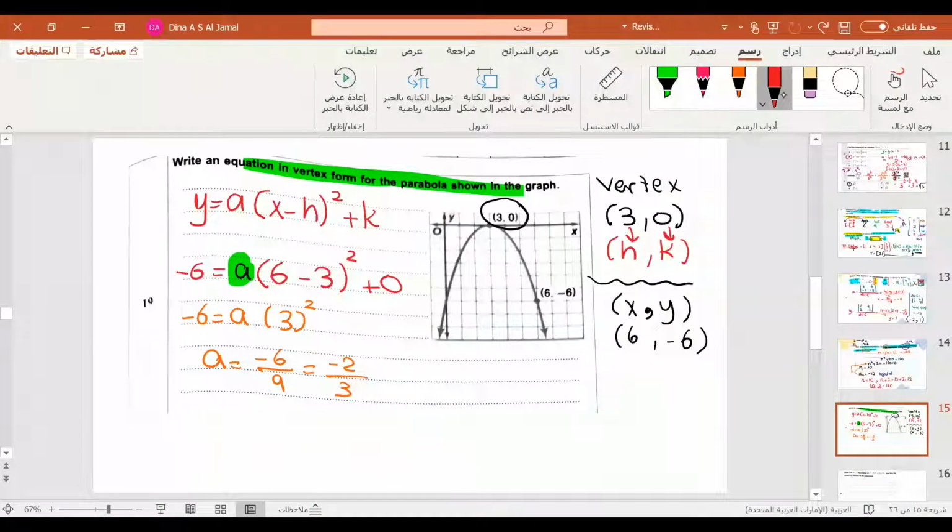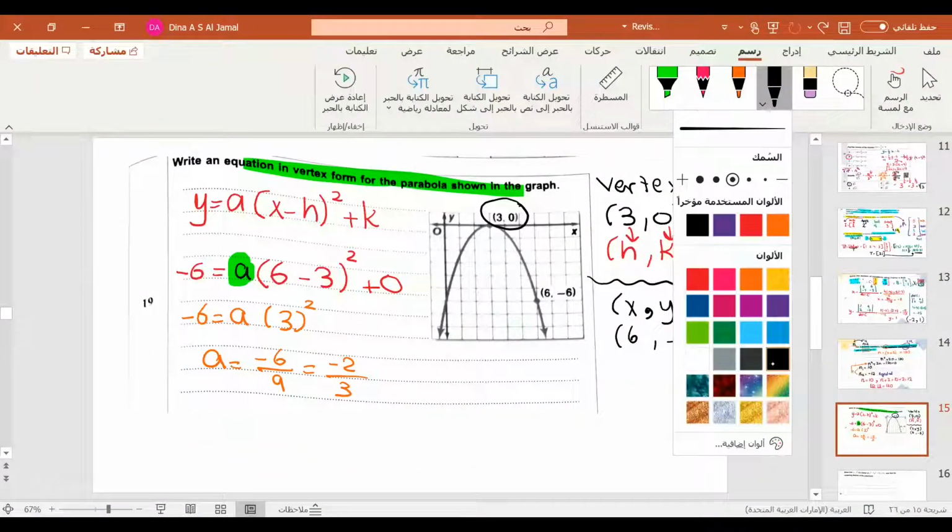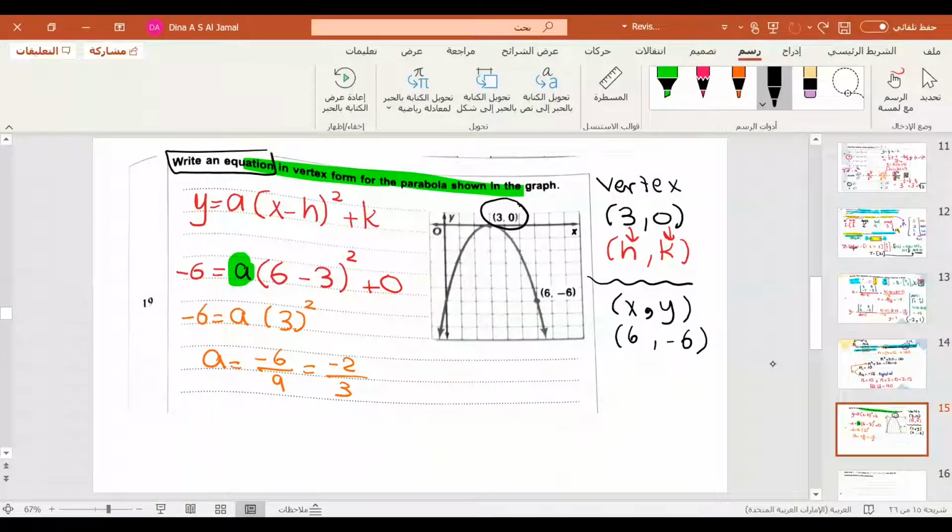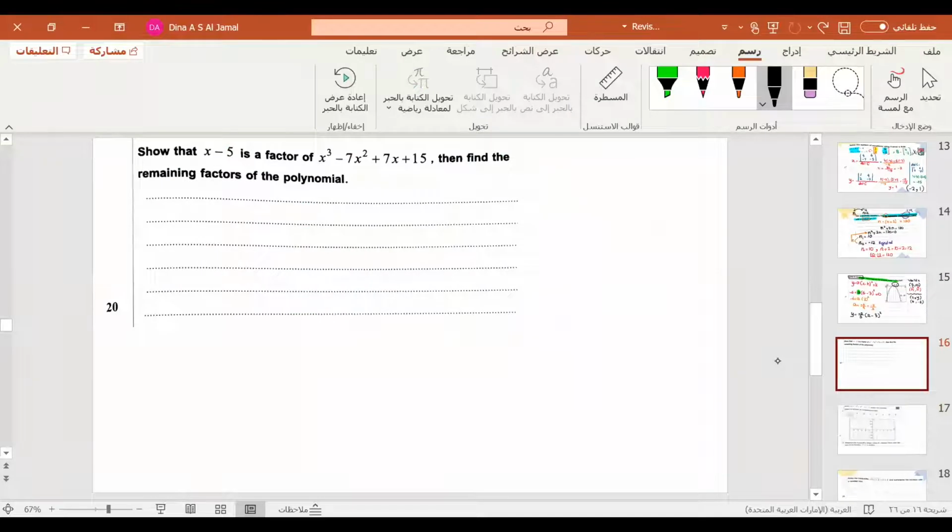So this is your a. Now, what he would like you to do, he would like you to write the equation, not only find a. So go and substitute. What is your a? -2 over 3. What is your h? 3, squared. And you don't have k, your k is 0. So you can leave it as it is. That's it. Let's go to this question.